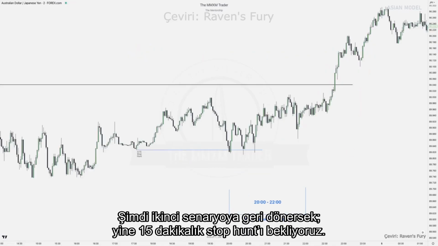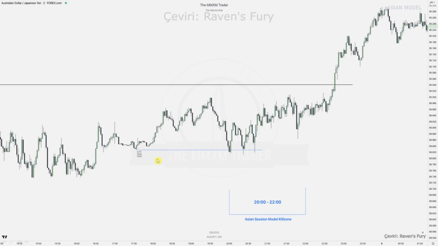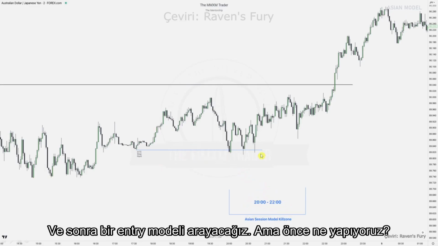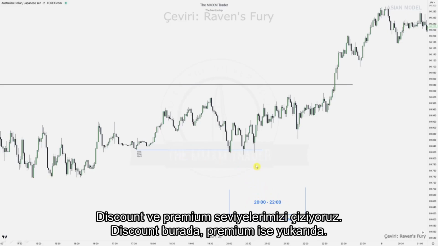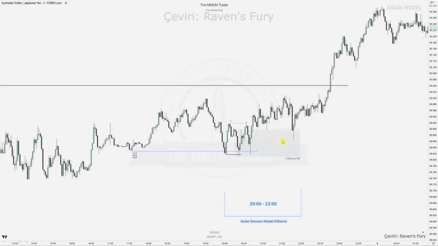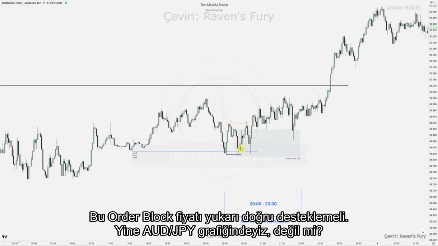Now that second scenario, once again, right, we wait for that 15-minute stop hunt. We're still in the daily fair value gap, right, the daily internal range. We want to go to external once again. So we wait for that 15-minute stop hunt. It happens over here in the kill zone, 8 to 10 p.m. Important, right? And then we're going to look for an entry model. But what do we do first? We draw out our discount and our premium levels, right? Discount is over here, premium is up here. We've got this nice discount order block marked out in time, breaking structure up here, and this should support price to go higher.